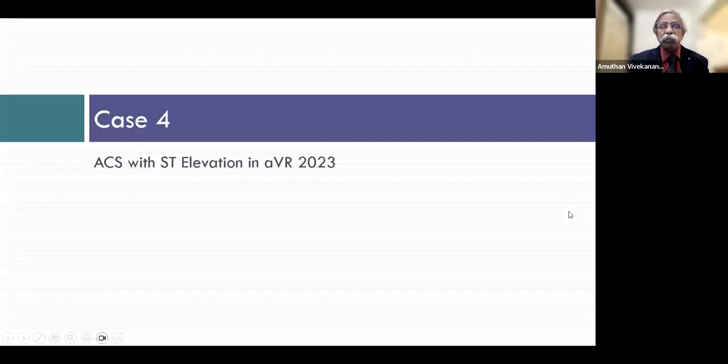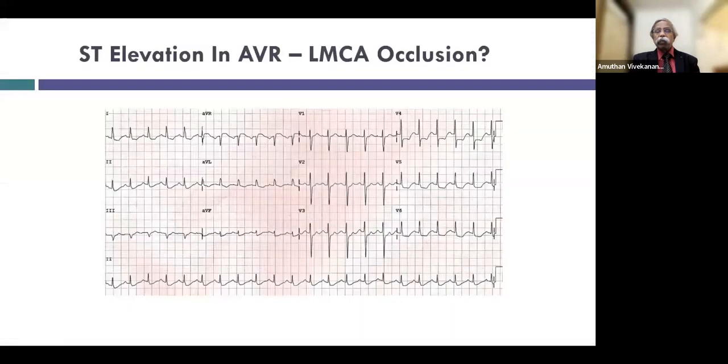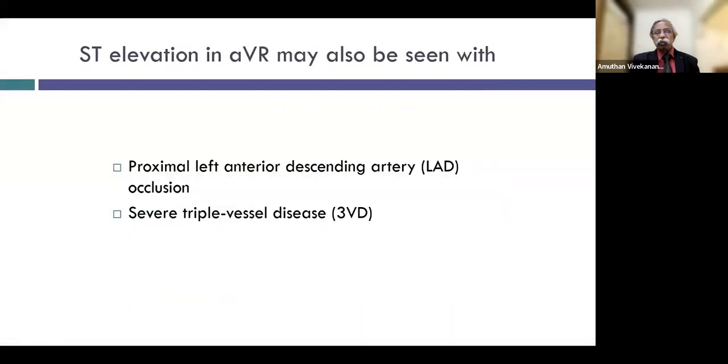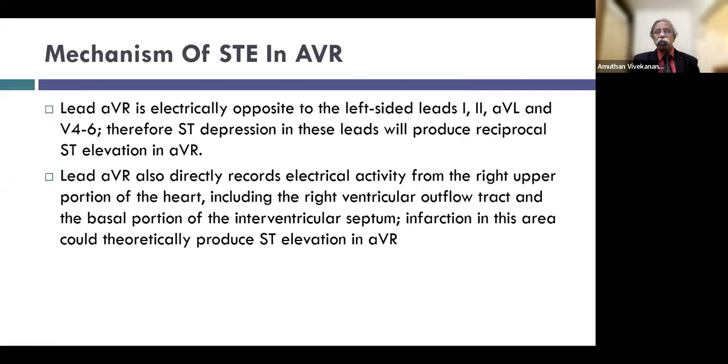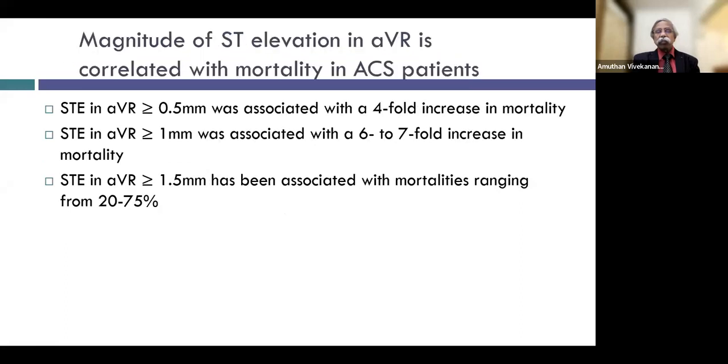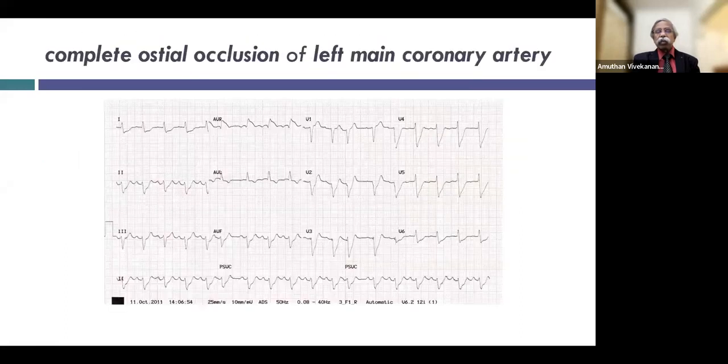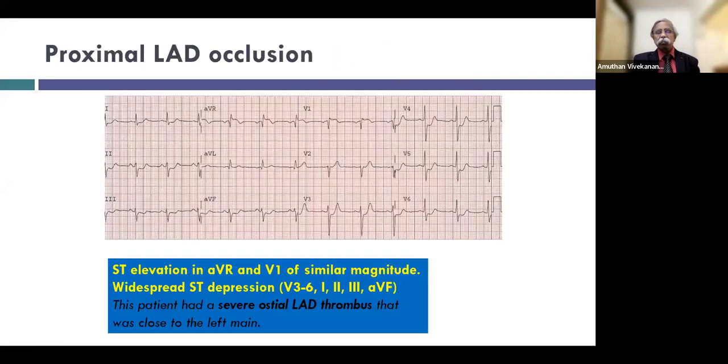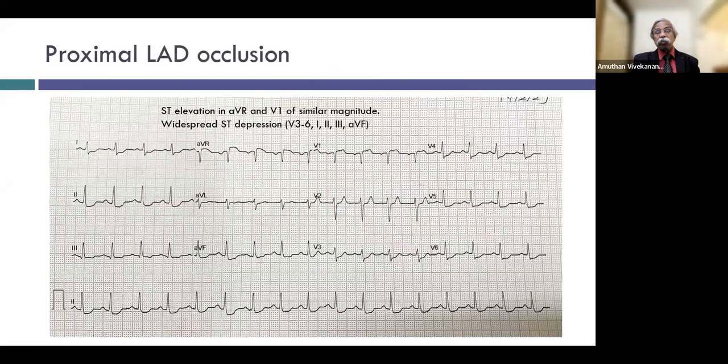and the area of strain abnormality has reduced. Now, another interesting case, where there is ST elevation in aVR alone. This may be due to LMCA disease or proximal LAD or severe multivessel disease. And this is the mechanism for this ST elevation in aVR. It may be due to complete ostial occlusion of the left main coronary artery or proximal LAD occlusion.